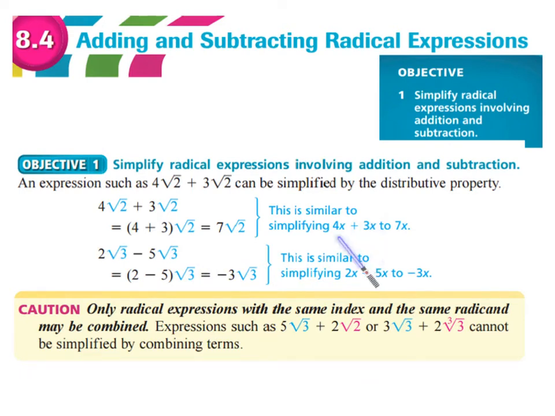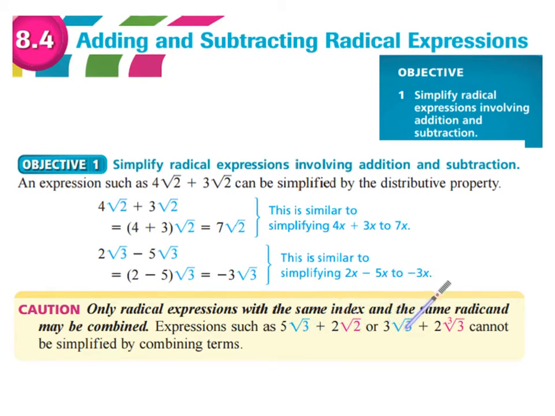A point here is that only radical expressions with the same index and the same radicand may be combined. So I have some examples of things that cannot be combined by combining like terms. 5 square roots of 3 plus 2 square roots of 2. They're both square roots, but we have a square root of 3 and a square root of 2, so they're not like terms. They cannot be combined.